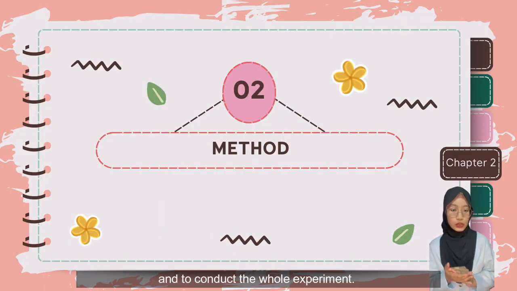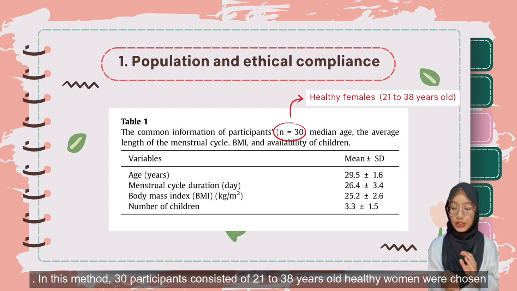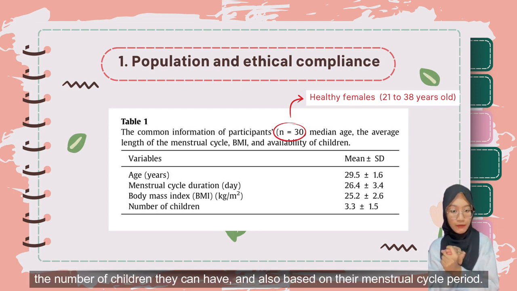Next, we are going to look at the few methods that were used to collect the data and samples and also to conduct the whole experiment. The first method that was used is population and ethical compliance. In this method, 30 healthy women participants aged 21 to 38 years old were chosen based on their age, their body mass index, the number of children they have, and also their menstrual cycle period.